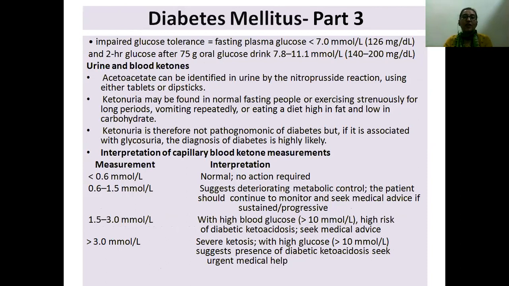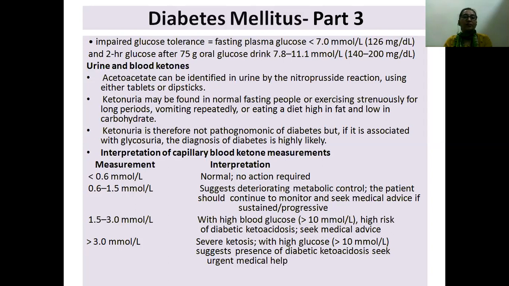Next is impaired glucose tolerance, IGT. This is also a pre-diabetic condition. In this condition, fasting plasma glucose is less than 126 milligram per deciliter, and 2-hour glucose after giving a 75 gram oral glucose drink is 140 to 200 milligram per deciliter. So these are the criteria for impaired glucose tolerance.